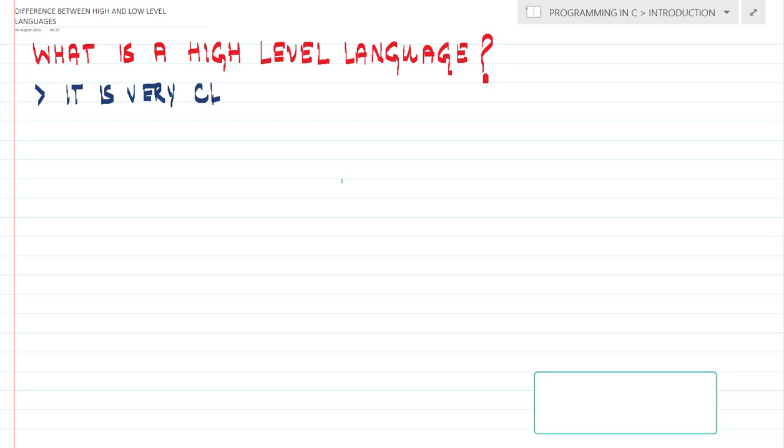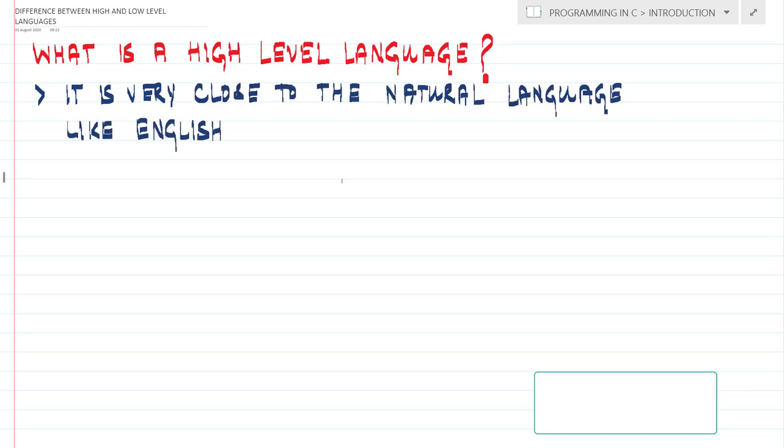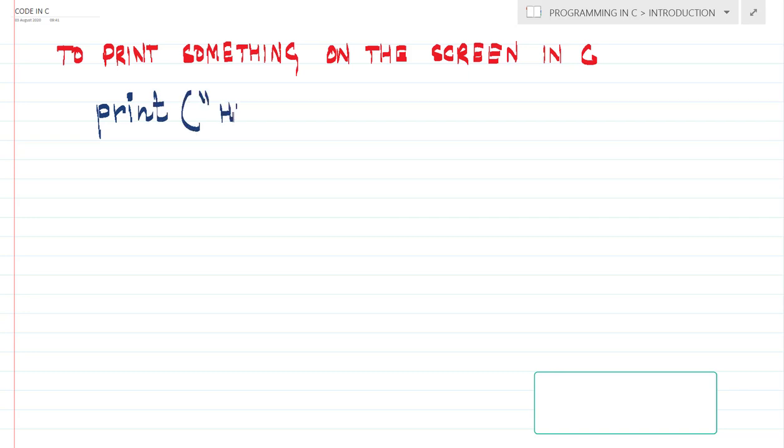So we need a language that is very much close to the natural languages like English, so that it is easier to code in. A high-level language is something that looks a bit closer to the natural language, and it is easy to understand and code. For example, to print something on the screen, the code in high-level language C looks like this.